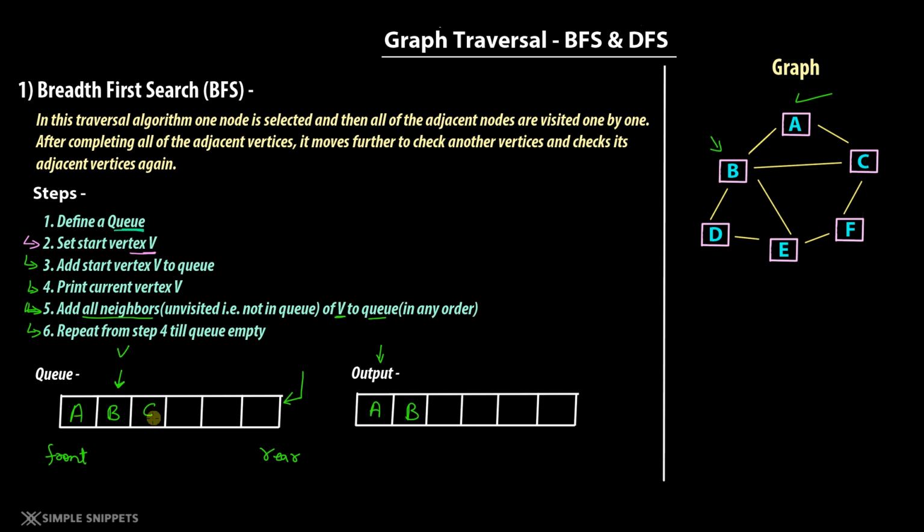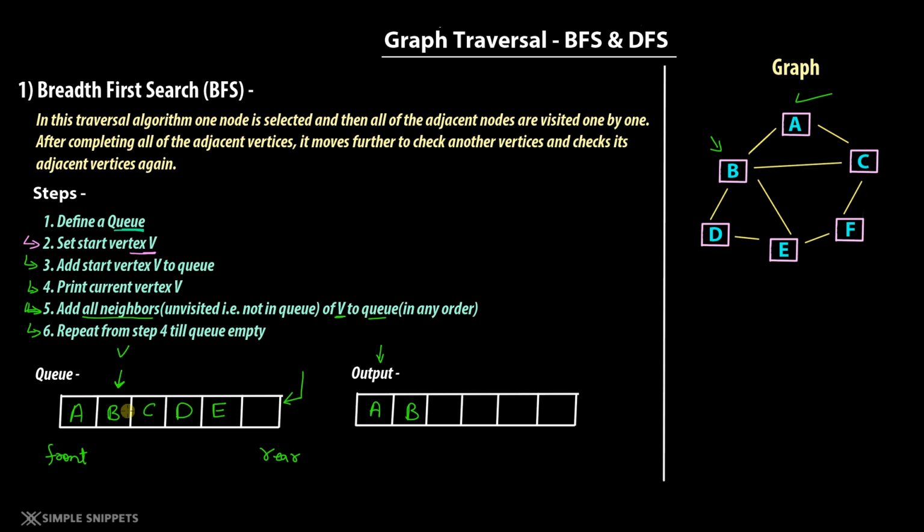You can see C is already there in the queue. So do we have to add that again? No. So what is left? We are left with D and E. So let's add D and E, right? This is how you determine which element to add into the queue and which to exclude, that is already visited or already there in the queue.